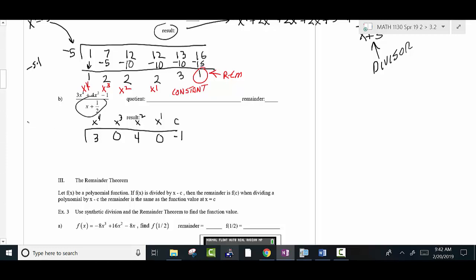Okay, now what you have here, just try to think of it this way. Think of this like a factor, because it is a factor. If you solve that equation, you get x equals -1/2. So what you'll put there is -1/2.